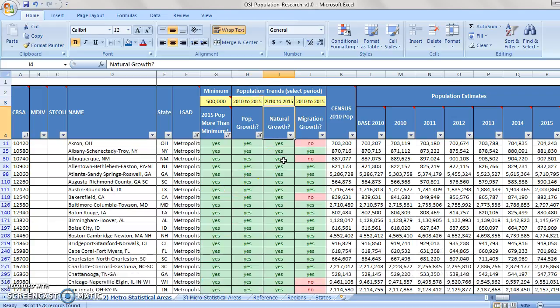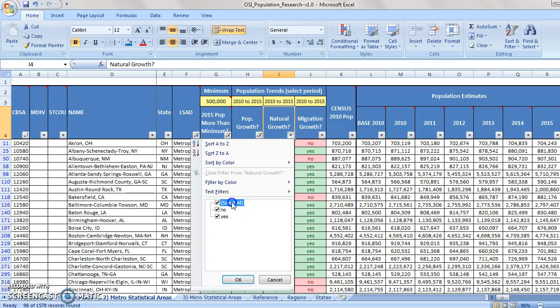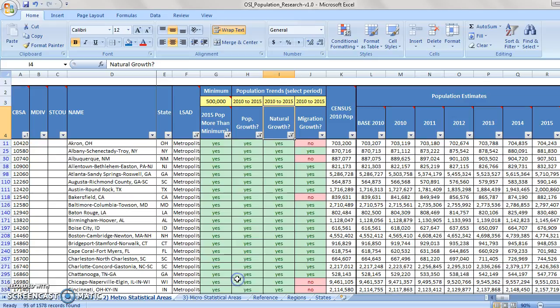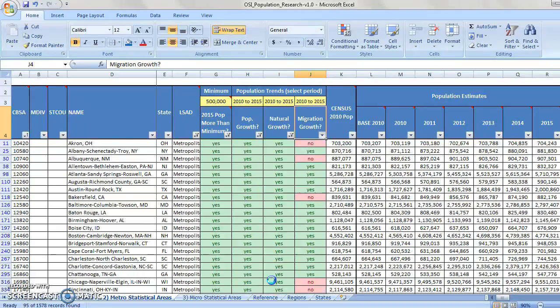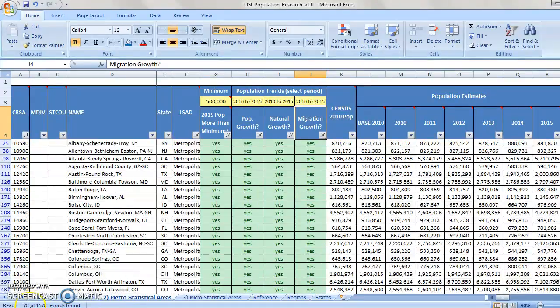Next, natural growth. Natural growth is just when the number of births exceeds the number of deaths in that market. So again, I'm going to just hit yes. And the next one's migration growth. That's just the number of people that moved to that market minus all the people that left that market. I want to see a yes in this column as well, so I'm going to filter that down. And notice now we're down to 78. We came down quite a bit. We were over 300 or so when we started, and now we're under 100.